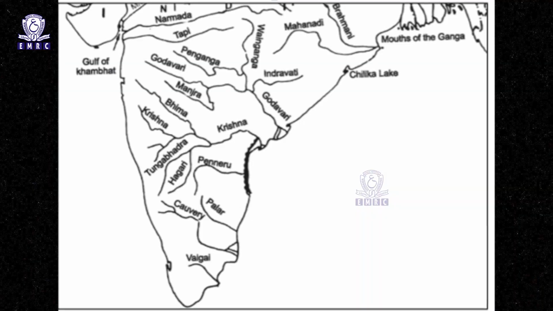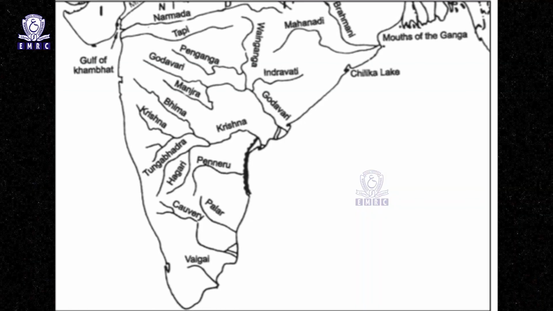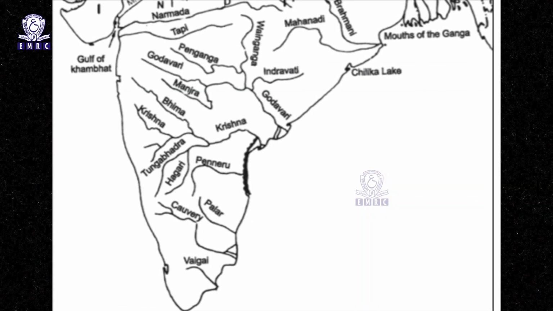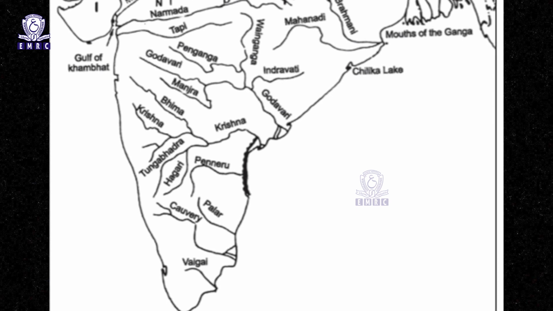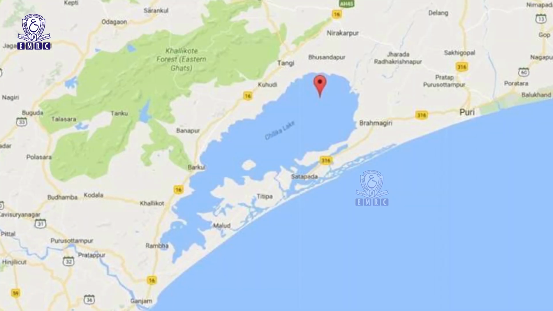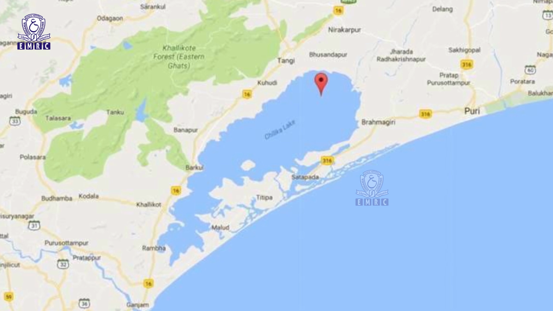The plains along the Bay of Bengal are wide and level. In the northern part, it is referred to as the Northern Sarkar, while the southern part is known as the Coromandel coast. Large rivers such as the Mahanadi, Godavari, Krishna and Kaveri have formed extensive deltas on this coast. Lake Chilika is an important feature along the eastern coast.